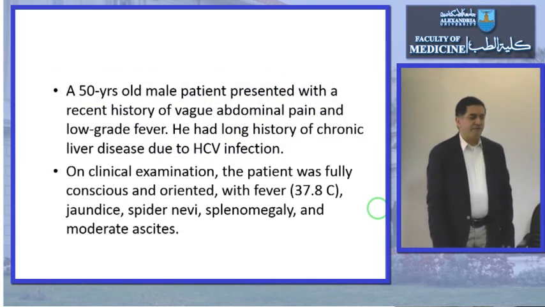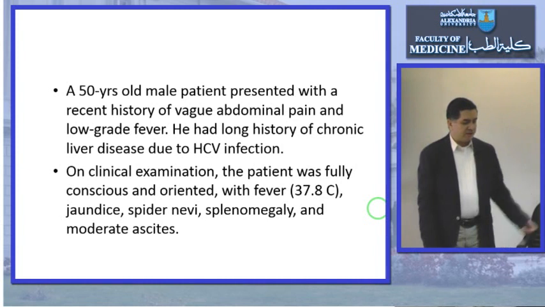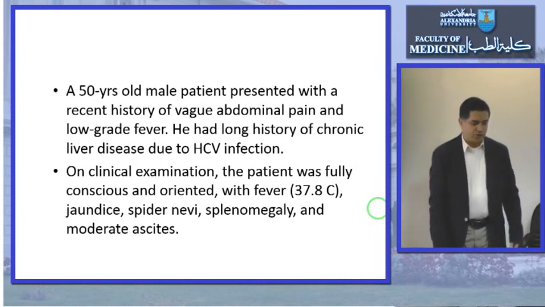Our patient is a 50 years old male patient presented with recent history of vague abdominal pain and low-grade fever. He had long history of chronic liver disease due to HCV infection. On clinical examination, the patient was fully conscious and oriented with fever, 37.8 degrees centigrade. He has jaundice, spider nevi, splenomegaly, and moderate ascites. This is the history and the clinical examination.